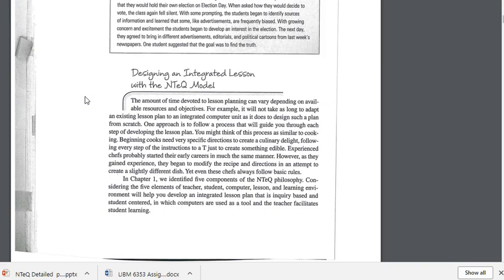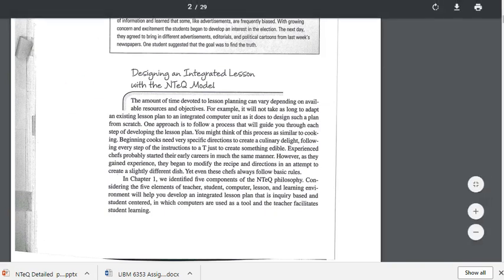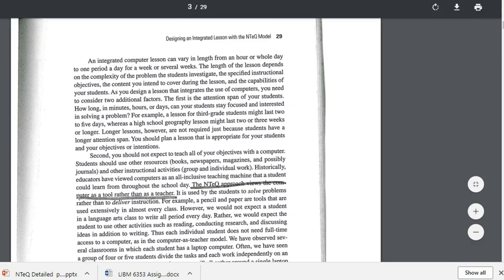We're going to look at the 5 elements. You have the teacher and the librarian. We're actually going to have 6. The student, the computer, the lesson, and the learning environment that's going to help you develop an integrated lesson plan that's inquiry-based and student-centered, where computers are used as a tool and the teacher and the school librarian facilitate that student learning. A few things to remember for an integrated computer lesson.